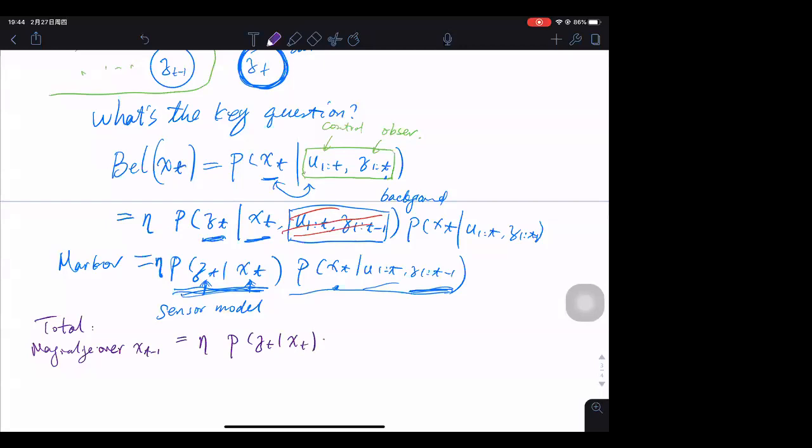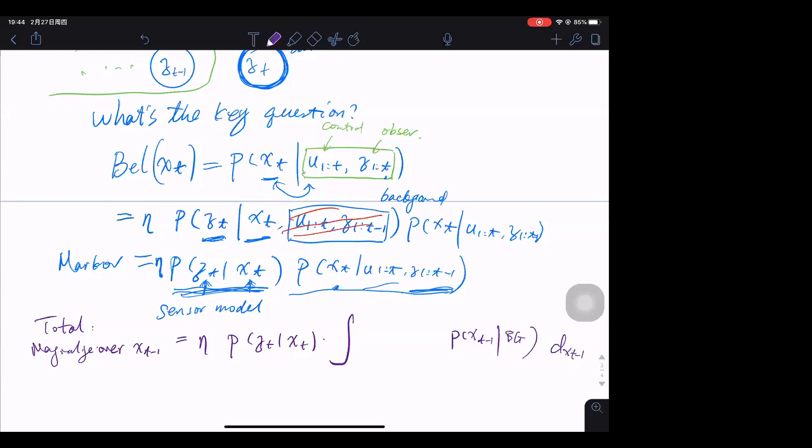Times a marginalization over xt minus 1, right? You have marginalization over xt minus 1. How can you marginalize all that? That means we need to add the term p(xt minus 1), given your background knowledge. Just write BG, right? Given your background knowledge.